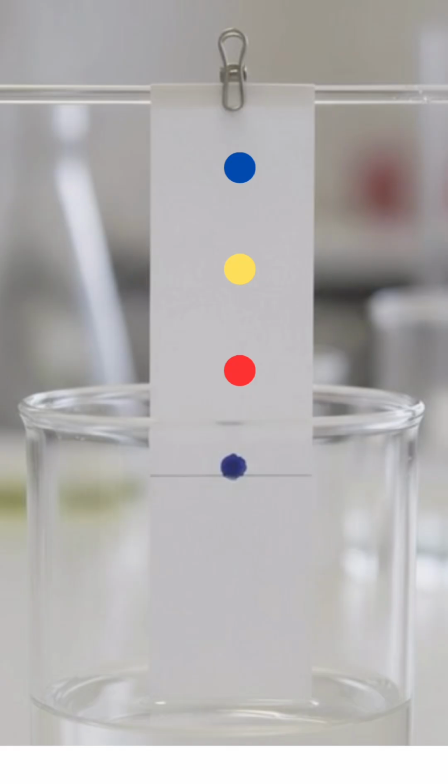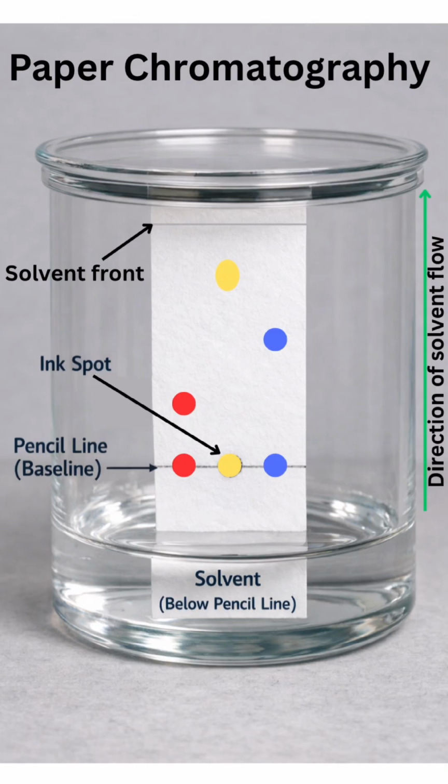The result is a chromatogram. This chromatogram can tell us a lot. A pure substance produces one single spot. A mixture produces two or more spots. Chromatograms can also help identify substances. If two samples produce the same number of spots with the same colors and the spots travel the same distance, then the substances are likely to be the same.